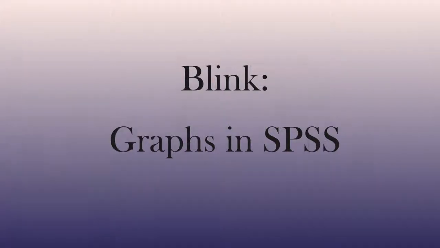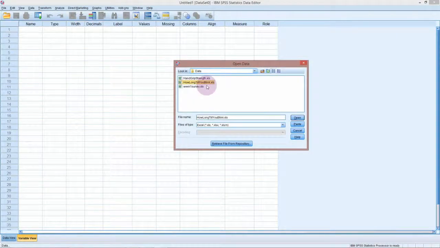I'm in SPSS and I'm going to have a look at doing some graphs with the how long till you blink dataset. This was a project done by some students a few years ago where they were interested in how long people could go without blinking depending on whether they were inside a building or outside a building in the sunlight.